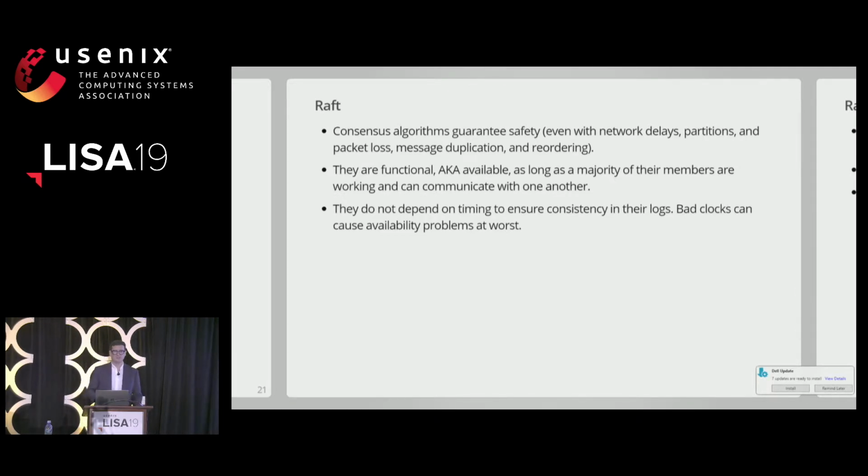They're also available as long as the majority of their members are available. They don't depend on timing to ensure consistency. Rather, the timing is only for determining if their members are around and functioning.